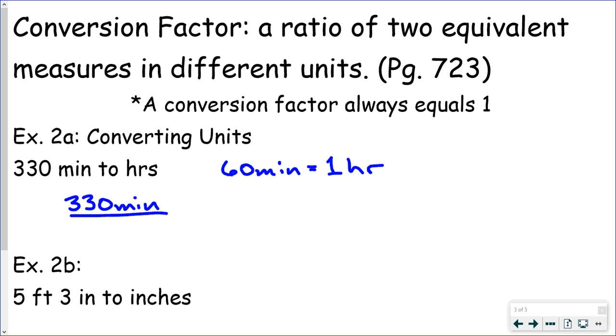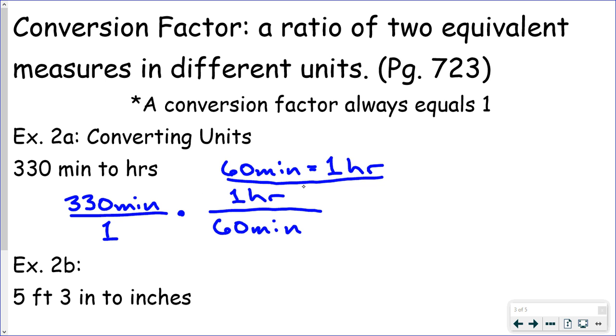I'm going to take the 330 minutes and write it over 1. Then I'm going to multiply this times the conversion factor. For this conversion factor, I'm going to write one of these in the numerator and one in the denominator. The way I decide which way it goes is that the same units have to be diagonal from each other. Since I have minutes in the top here, these minutes need to go in the bottom. So I put the 60 minutes in the bottom, and I put the 1 hour in the top.